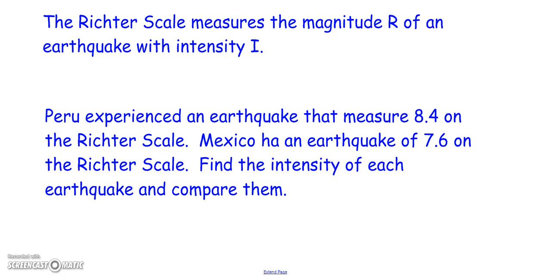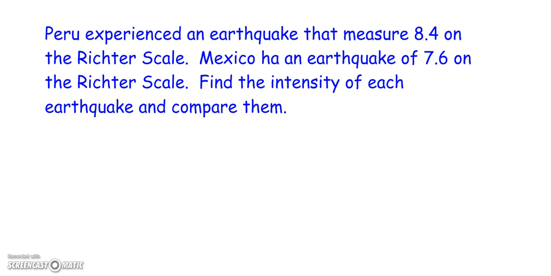So 2 earthquakes: if you had one in Peru that, let's say, measured 8.4, and you had Mexico, an earthquake that was 7.6, find the intensity of each. I know those scores look very close, but let's see how closely their intensity is measured. So we would have the Richter score is equal to the log of the intensity over the original intensity, which is always 1.